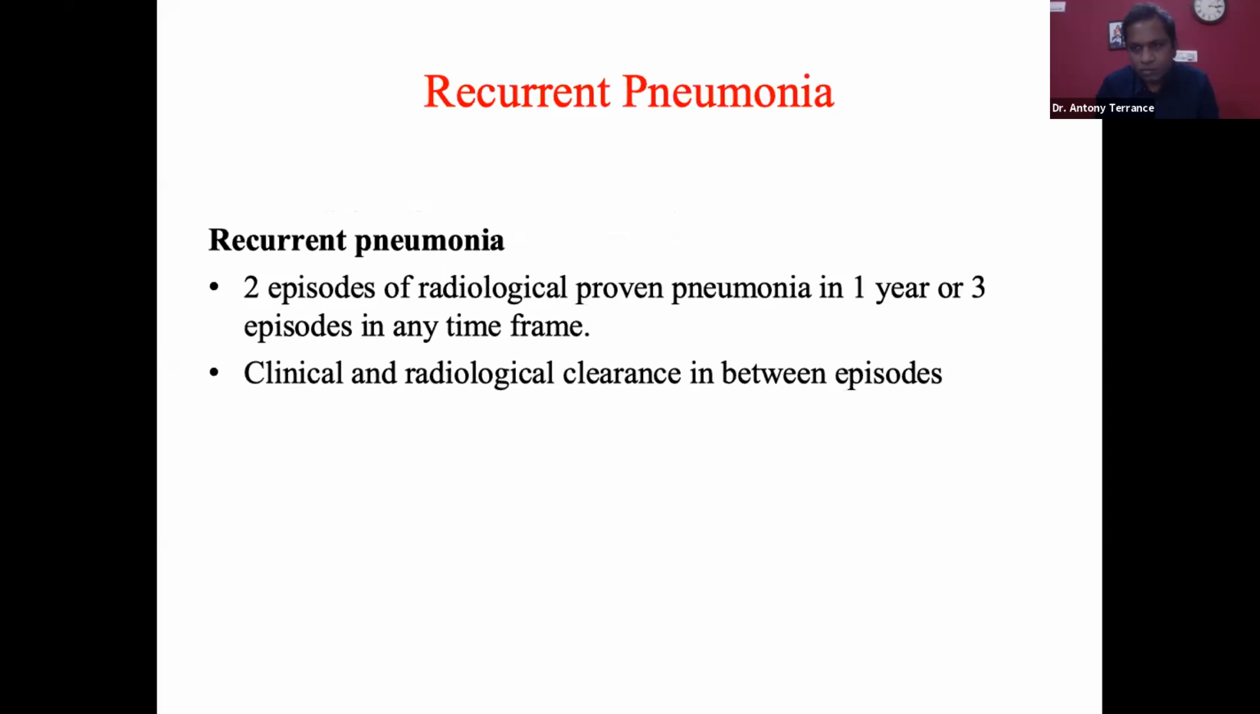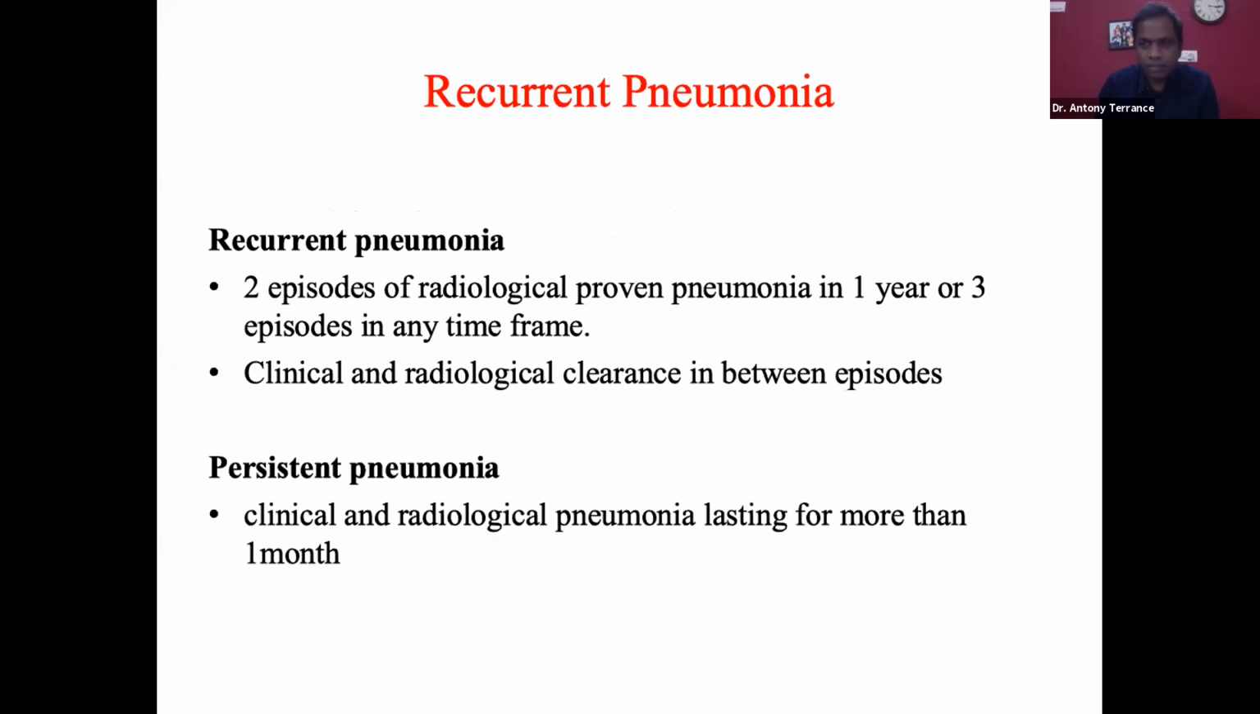recurrent pneumonia, the first one. Recurrent pneumonia, by definition, is 2 episodes of pneumonia in a year or 3 episodes in any time frame. The important thing is this is radiologically proven pneumonia, and in between episodes there should be clinical and radiological clearance. The second phenotype which we can identify based on our evaluation is persistent pneumonia, where there is clinical and radiological evidence of pneumonia which lasts for more than a month, and there is no clearance or symptomatic improvement in between, even with antibiotics.